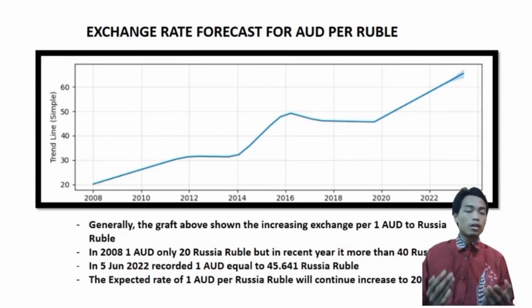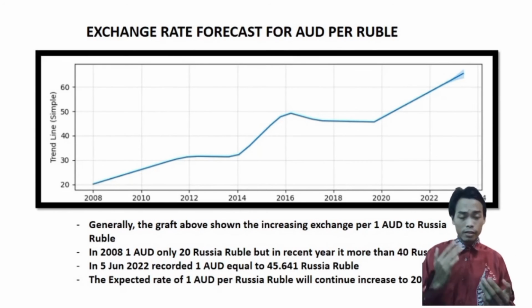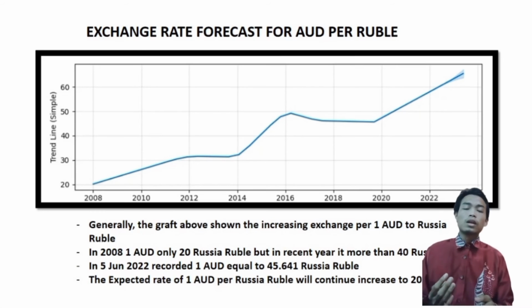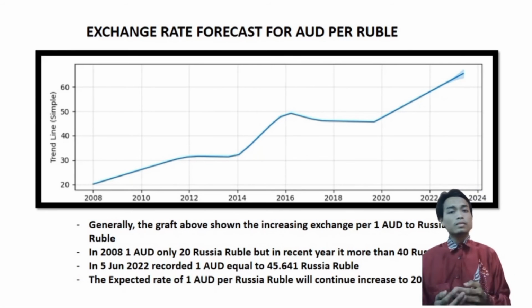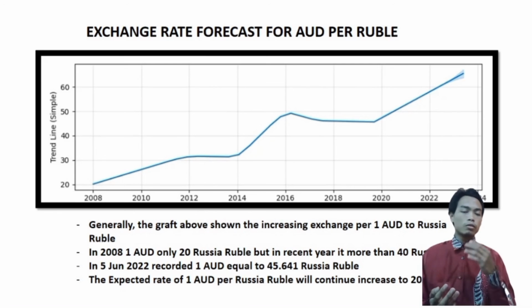Exchange rate forecast for the Australian dollar per ruble. Generally, the graph shows an increasing exchange rate per 1 Australian dollar to Russian ruble. In 2008, 1 Australian dollar only cost 20 Russian ruble, but in recent years it is more than 40 Russian ruble. On 5 June, 1 Australian dollar cost 45.641 Russian ruble. The expected rate for 1 Australian dollar per Russian ruble will continue to increase to 2024.